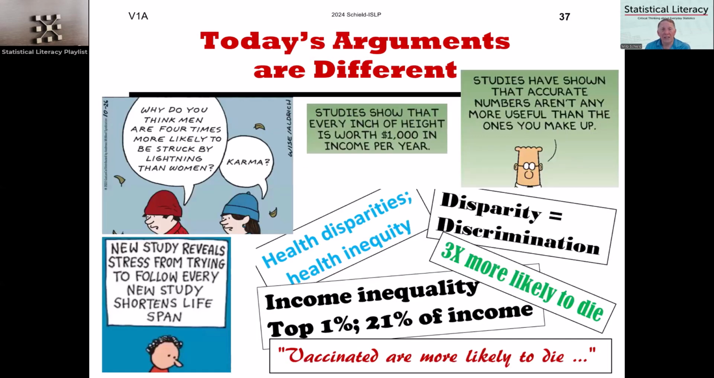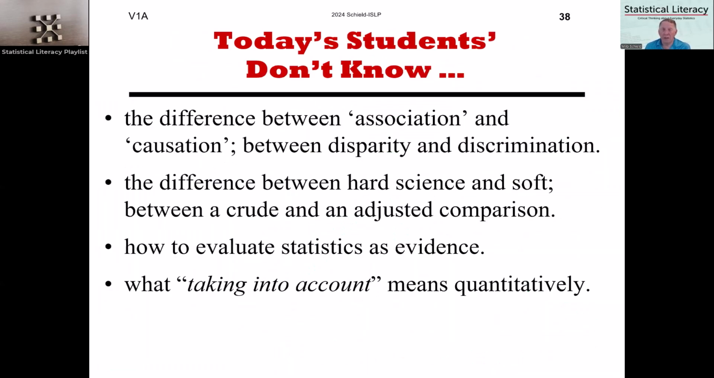What do our students see? Studies say, studies show, study reveals disparity, discrimination, inequity. This is where our students are. This is where we need to be. In my opinion, today's students don't know the difference between association and causation. They don't know the difference between disparity and discrimination. They don't know the difference between hard and soft science, between a crude and an adjusted comparison. I'll come back to these later on.